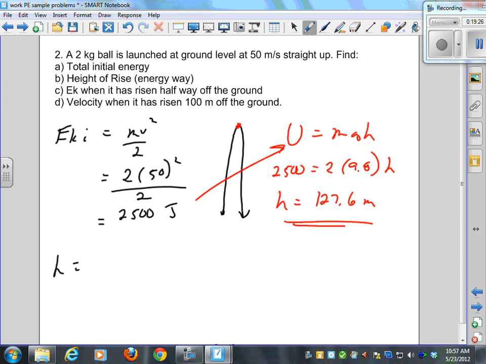So my new height is going to be 127.6 divided by 2, which is 63.8. So how much kinetic energy does it have?